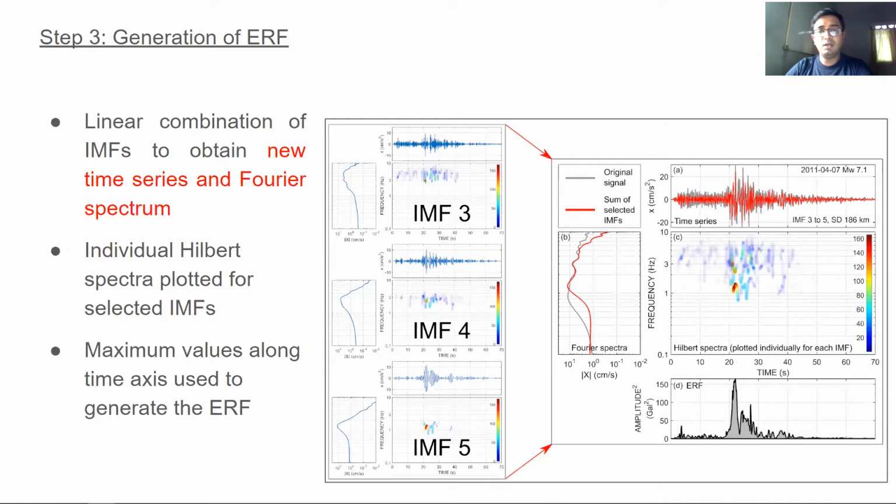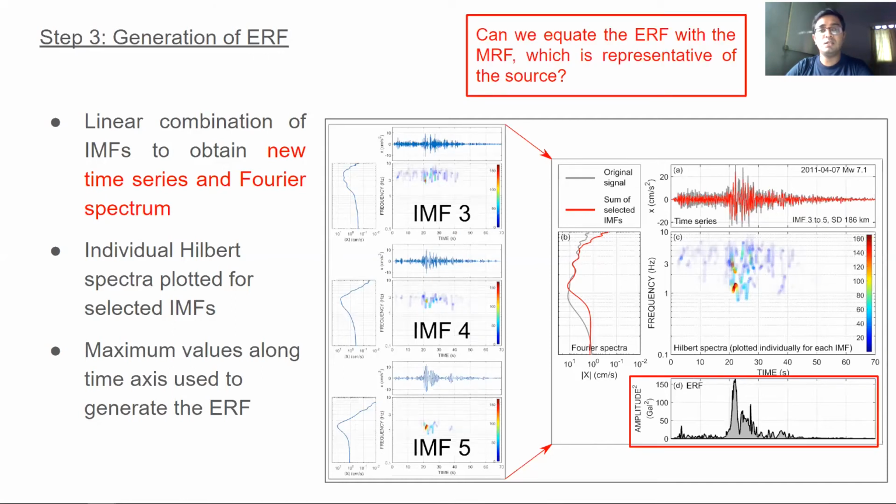In the next step, we obtain the new time series and Fourier spectrum from the linear combination of the selected IMFs. The Hilbert spectrum of each IMF is plotted individually, and the Hilbert spectra of all the selected IMFs form a matrix, and the maximum amplitude squared values along the time axis of this matrix are used to generate the energy rate function. So the question here is, can this ERF be equated with the MRF, which is the traditional representation of the source?